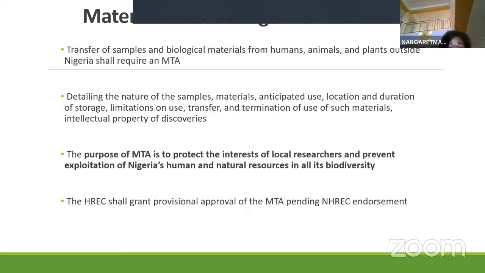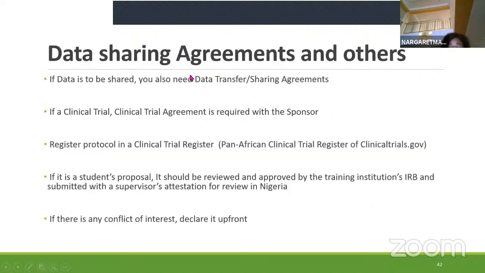The material transfer has to do with transferring any biological materials from humans, animals, and plants outside Nigeria, which requires an MTA. It must detail all the various things that are entailed in the code. And the purpose of the MTA is to protect the interests of local researchers and prevent exploitation of Nigerians, human and Nigerian resources in all its biodiversity.